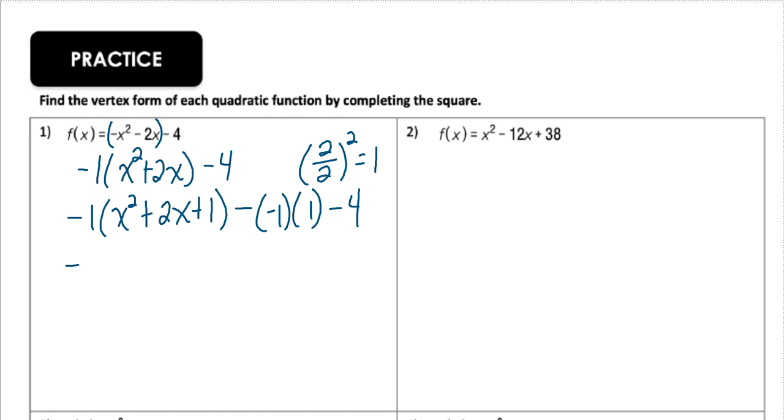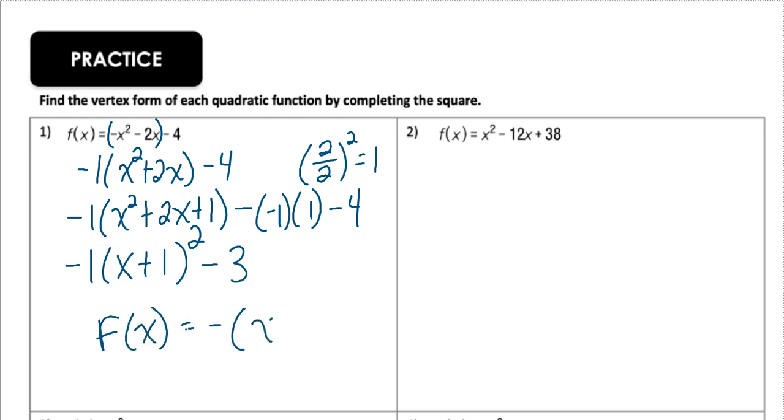Okay, now I am going to factor my perfect square here. So I'm going to square root that 1. That leaves me with a 1. So my factored form is x plus 1 squared. And on the outside here, when I simplify, I get a positive 1 minus 4, which is going to be negative 3. So my final vertex form is going to be negative x plus 1 squared minus 3.